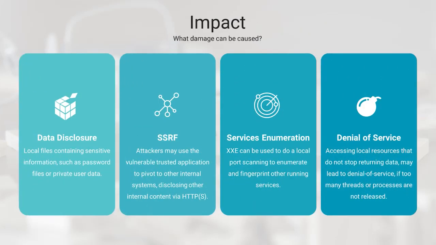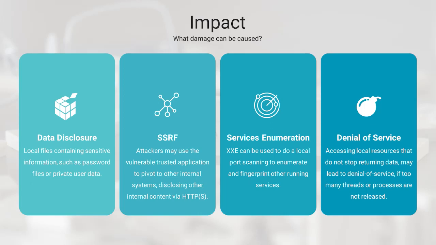Abusing vulnerable XML processors may allow attackers to gather local data relative to the system where the processor is running. Since server-side request forgery is also possible, attackers may be able to gather other internal content via HTTP or HTTPS. XXE can also be used to perform port scanning to enumerate and fingerprint other internal systems. Such information may allow the attacker to find other vulnerable systems.